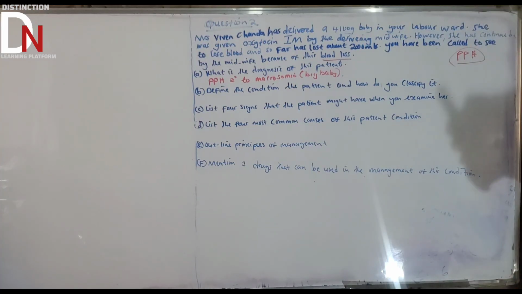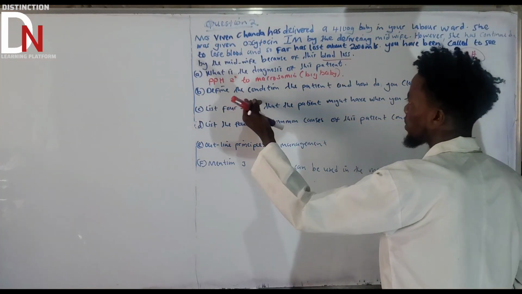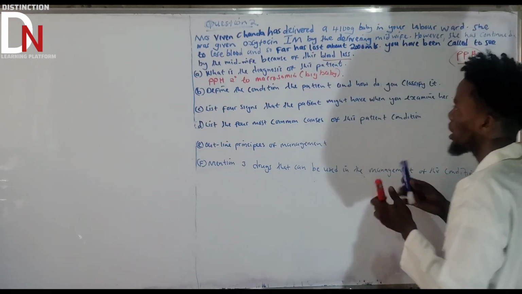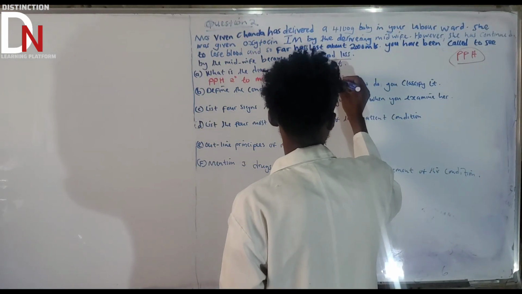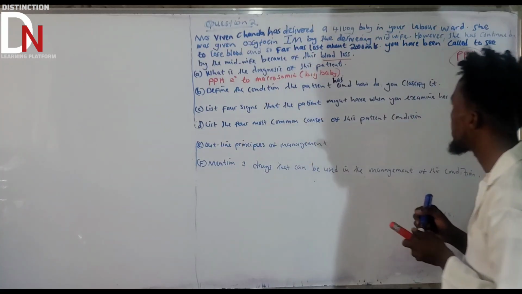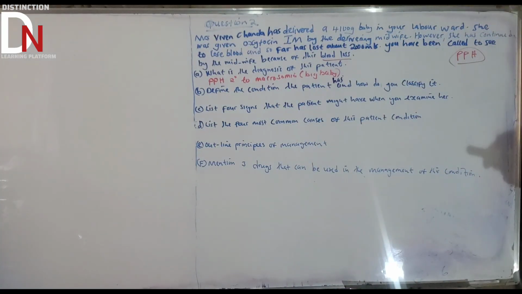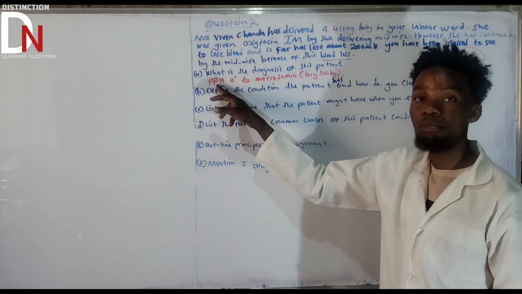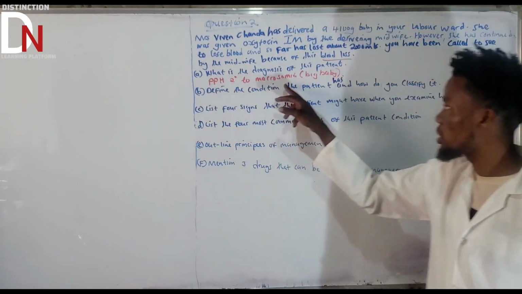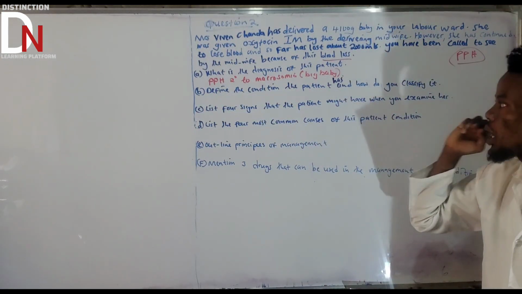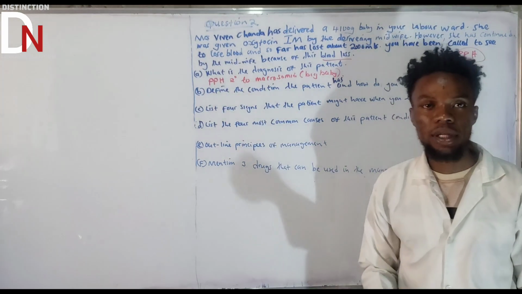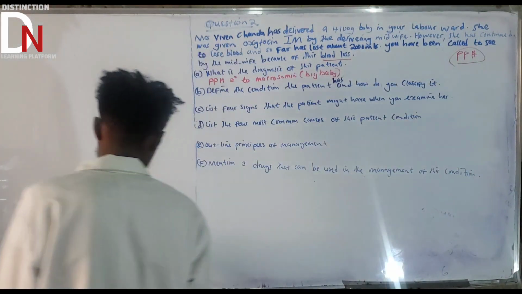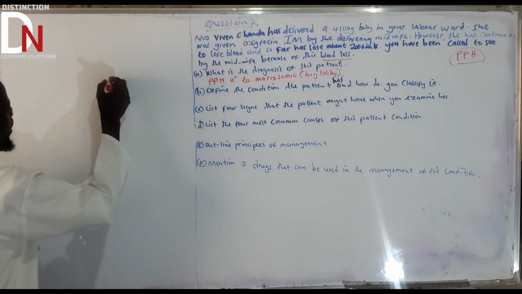Now question B, they are saying define the condition the patient has, and how do you classify it? So they are talking about this condition. The condition that we are talking about is PPH. But this PPH is always secondary to what? Macrosomia. So how can we define PPH, and how can we classify PPH?